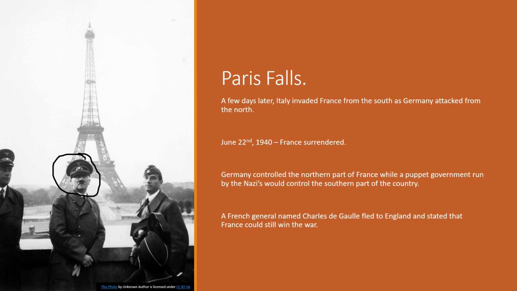And a French general named Charles de Gaulle will actually flee to England and state that France could still win the war, and will try to run some operations from England to try and take France back from the Germans.